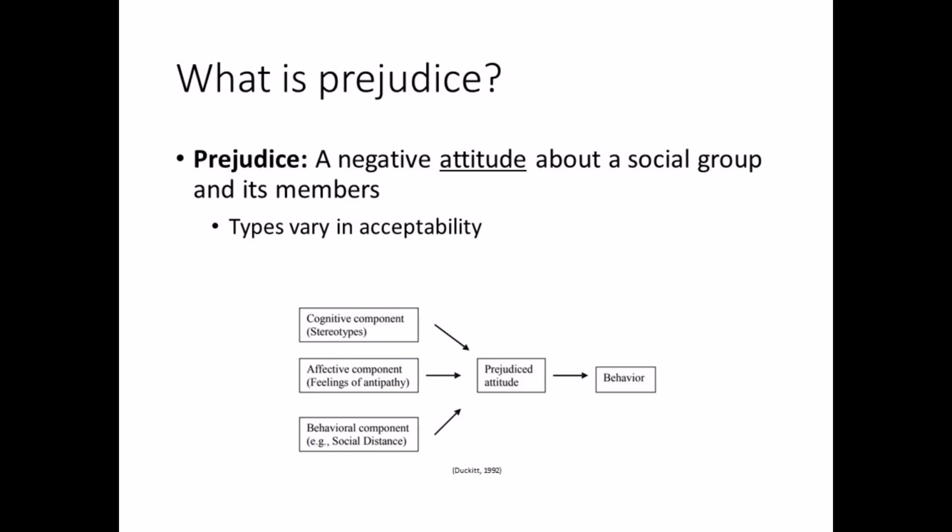The definition of this construct has evolved since it was first studied in the 1920s, and since Gordon Allport published his famous book in the 1950s. Today, social psychologists define prejudice as a negative attitude about a social group and its members. This attitude includes 3 parts. A cognitive component. This is where stereotypes play a role in prejudice. There's also an affective part. In fact, some researchers define prejudice as a negative feeling. And then, there's the behavioral piece, our intentions to behave in accordance with our thoughts and feelings.